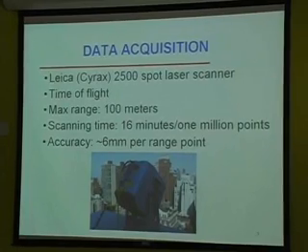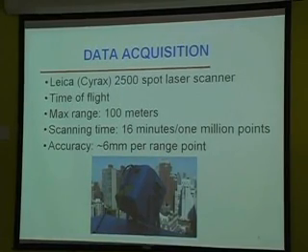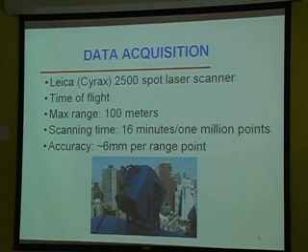As far as the range scanning goes, we are currently using a Leica 2500 spot laser scanner. It's of the time of flight flavor. Laser scanners can be time of flight or phase-based. We use time of flight because that allows us to hit a maximum range of 100 meters. For large-scale structures like buildings, we need to be able to image from further away. This particular one happens to be a little slow: about 16 minutes for 1 million points.